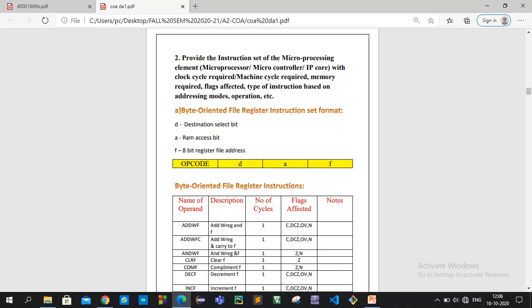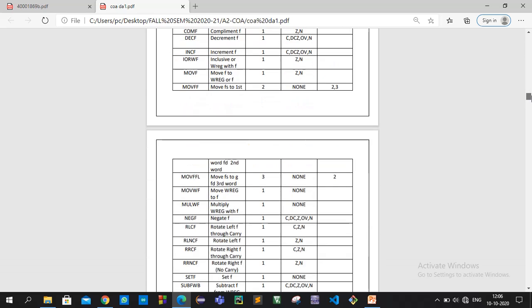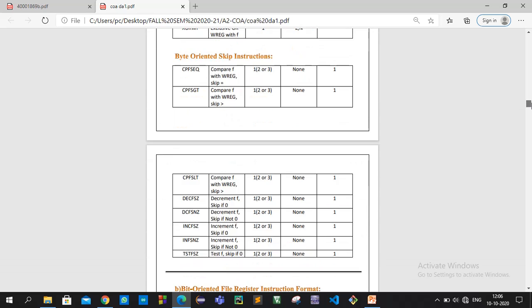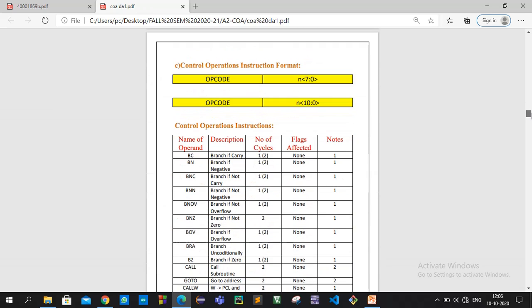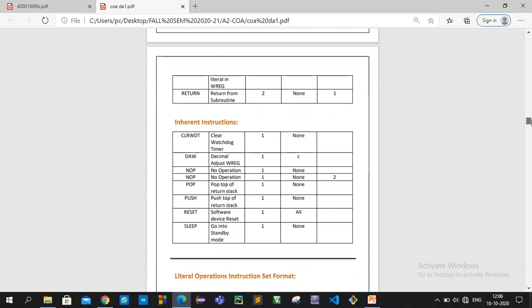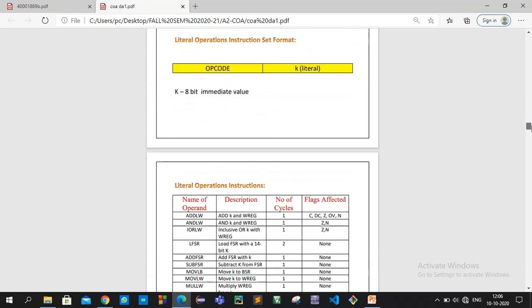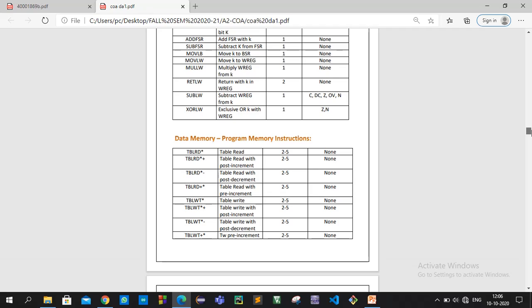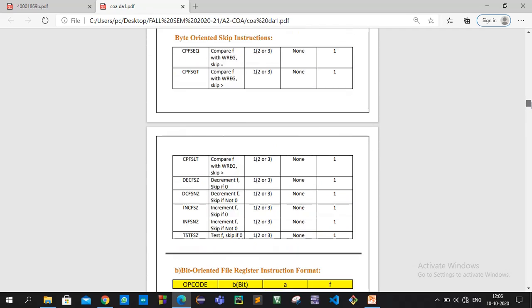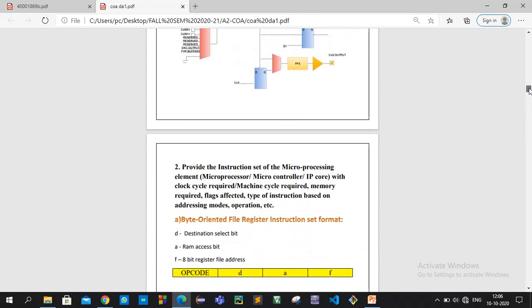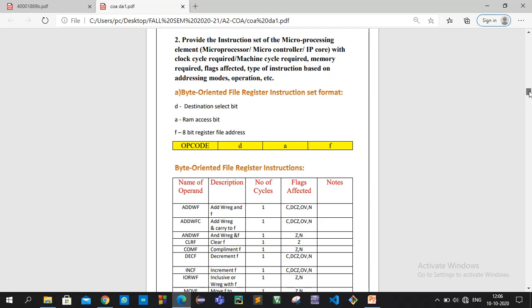First of all, I differentiated the types of instructions given in my datasheet. In my datasheet, there are byte oriented register instructions and bit oriented register instructions, and also control operation instructions and literal operation instructions, as well as data memory and program memory instructions. So first of all, I differentiated them and tabulated them using Excel.